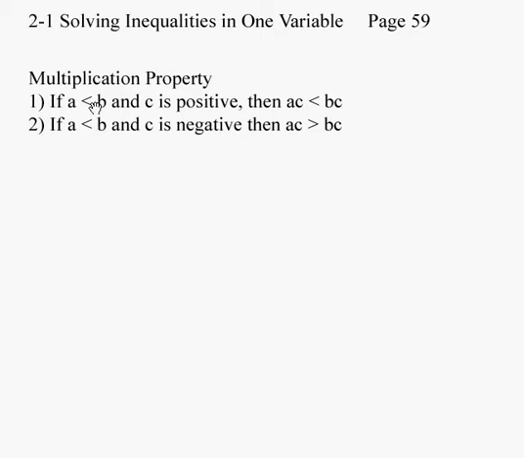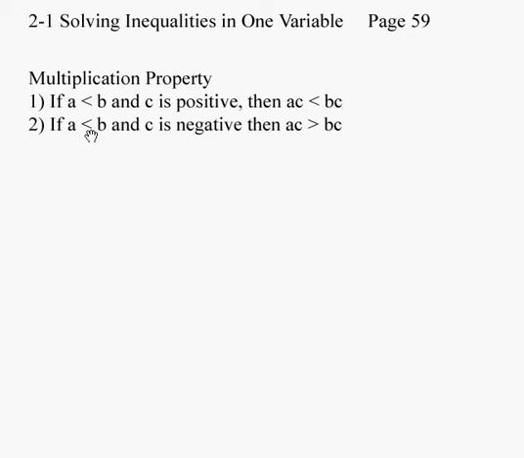When A is less than B, what's very important here is whether C is a positive number or a negative number. If C is positive, then we can multiply both sides of the inequality by C, and the order does not change. If it started as a less than, it's going to stay a less than. If it started as a greater than, it's going to stay as a greater than.